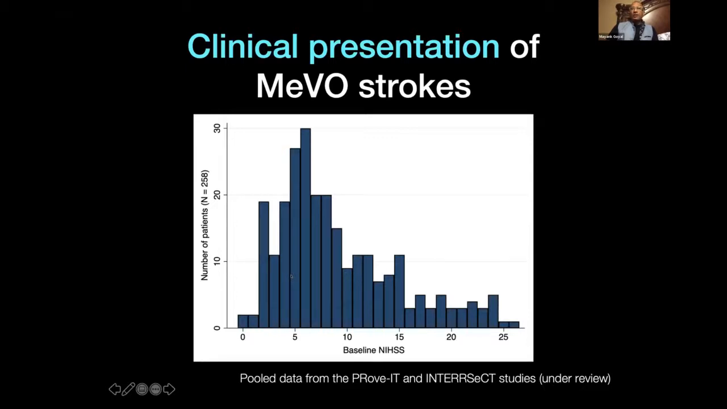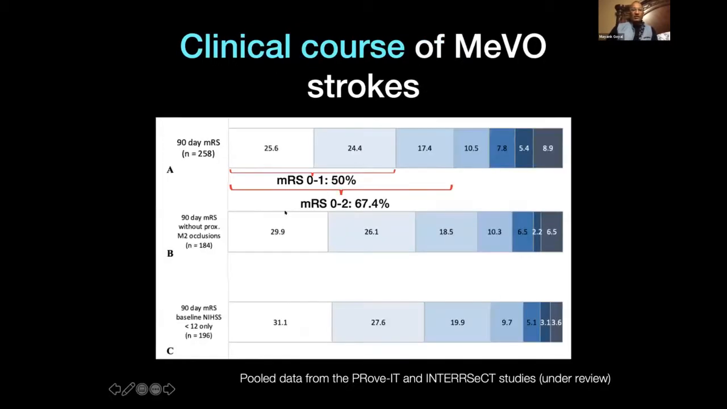As you know, in all the papers that we published, HERMES, ESCAPE, etc., the median NIHSS was 17. And here the median NIHSS is much lower, at the 7-8 category. But even then, it is substantial. It's not like in the 1-2 category. So many MeVO strokes will still have substantial deficit associated with them. What is the clinical course of MeVO stroke?